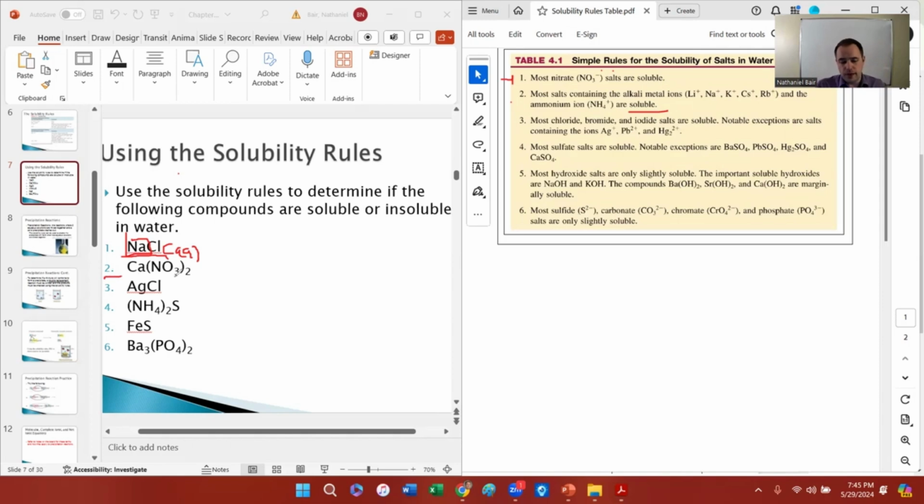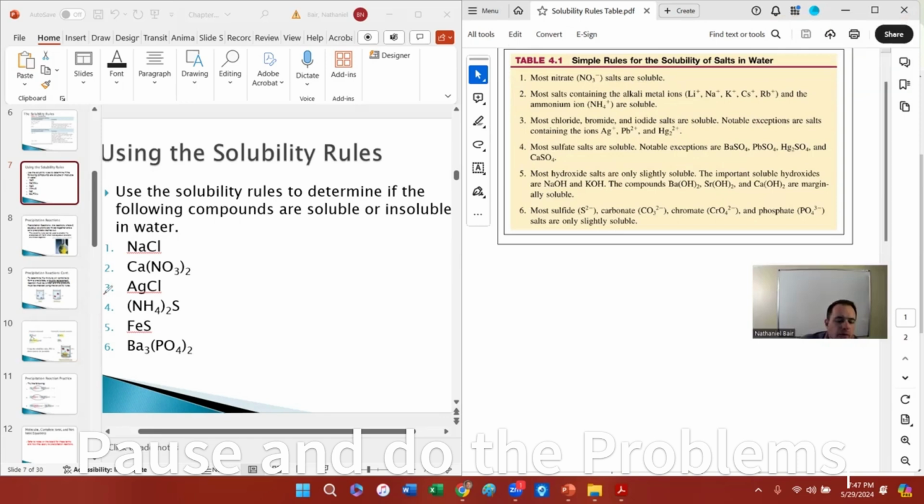Take a look at number 2, calcium nitrate. We started rule 1. Does calcium nitrate contain a nitrate, acetate, or chlorate? Yeah, then it's soluble. So we're going to write AQ here for that guy. I want you to try 3 through 6. Give these guys a shot. Tell me if they're soluble or insoluble. 3 through 6.